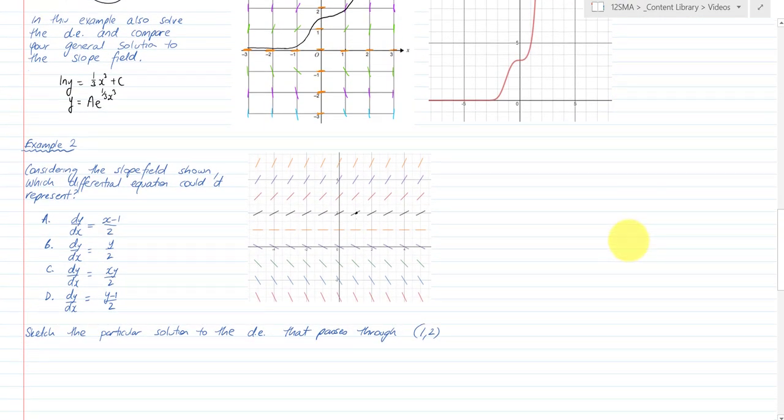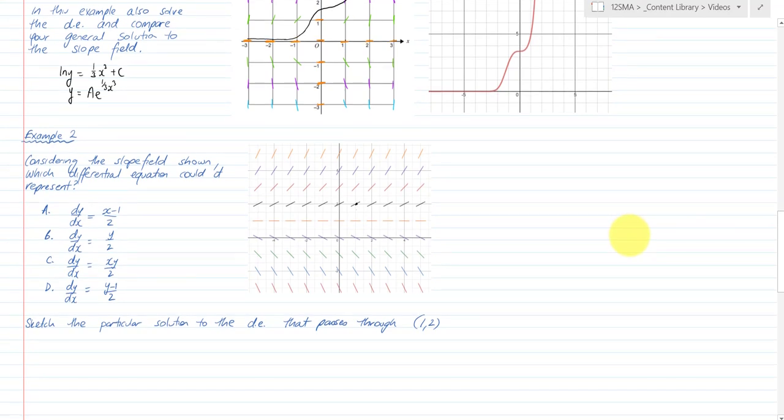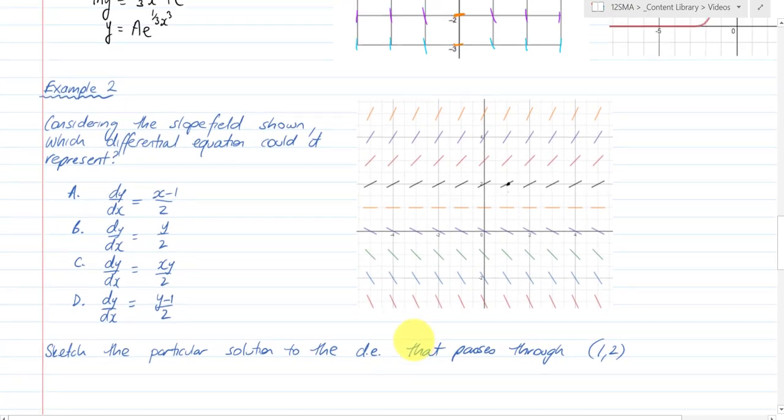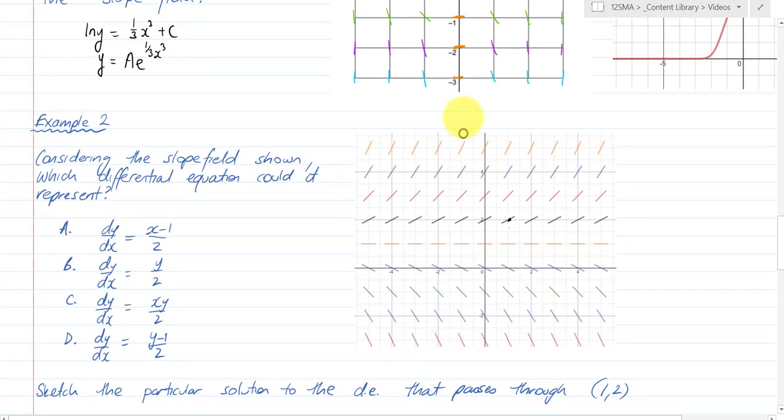And we're going to have a look at example two, which is a multiple choice, a pretty common multiple choice. Considering the slope field shown, which differential equation could it represent? So this is a bit of analysis now. So let's have a look at what we've got. We've got some really good information, and I'm going to start with this piece here. When y is equal to 1, I get a gradient of 0 the whole time.